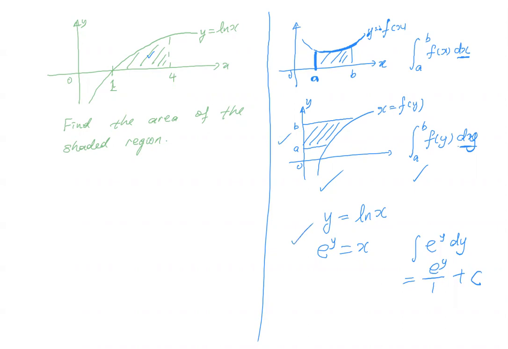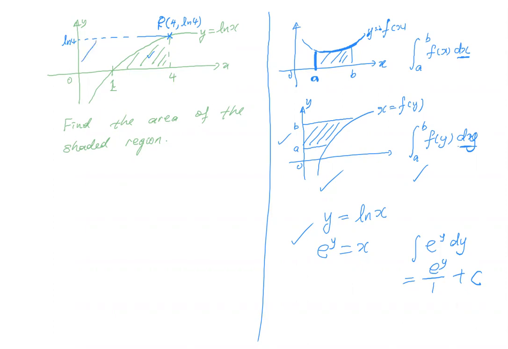So now, from this point here, I'm going to jot down the coordinates of this point. So what is the coordinate of point P? The x is 4, the y is ln 4. Am I right? Okay. So here is ln 4.